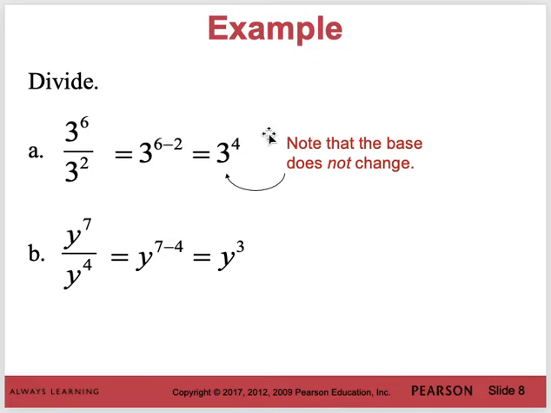Y raised to the 7th power divided by y raised to the 4th power, I would just subtract 7 minus 4, top minus bottom, and I would be left with 3. Think of this. If we had 7 y's across the top and 4 y's being multiplied across the bottom, and we canceled them out, we would be left with 3 y's remaining in the top. And that is why we're left with y raised to the third power.